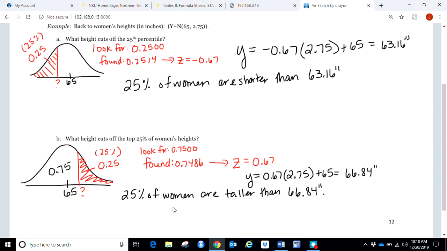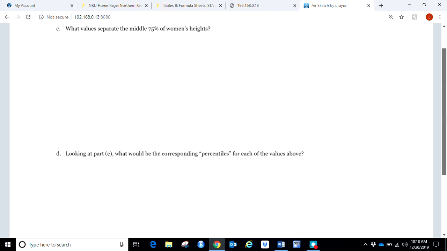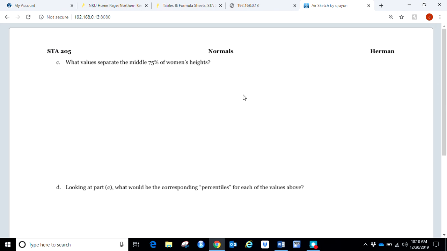All right, let's try another problem that's a little bit different. We want to find what values separate the middle 75% of women's heights. So let's start with the picture. We still have that mean of 65. This time I want a middle 75%, or 0.75 in decimal form. And I'm trying to find two values along the bottom. So I'm going to call this question mark A and question mark B.